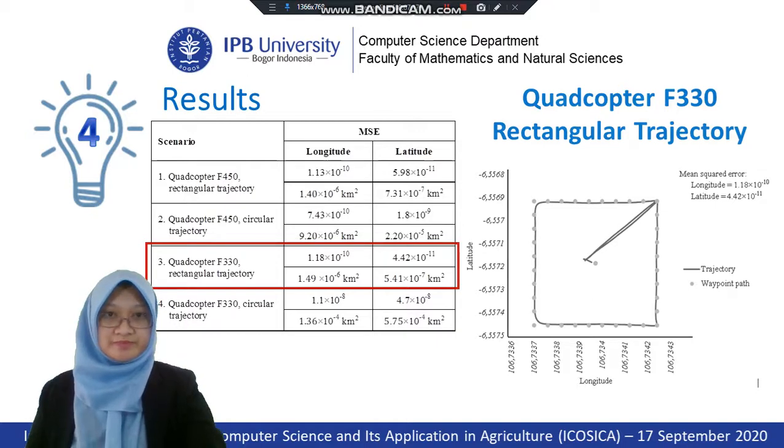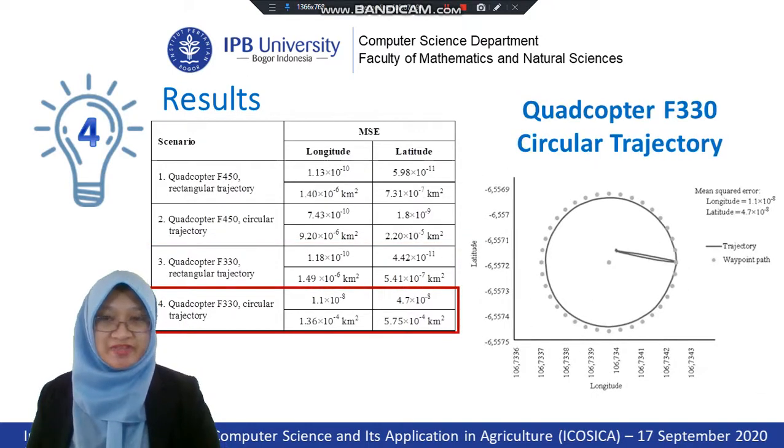This is because the quadcopter cannot turn like this, but it has to have a radius to turn. Okay, and the fourth or last flight test is the quadcopter F330 with circular trajectory. And you can see that this second quadcopter can also follow the circular trajectory with reasonable errors here. Again, this is due to the limitation of the turning radius of the quadcopter.